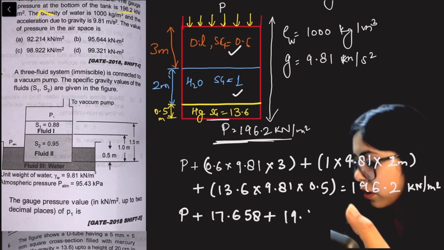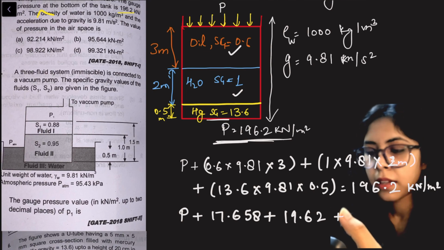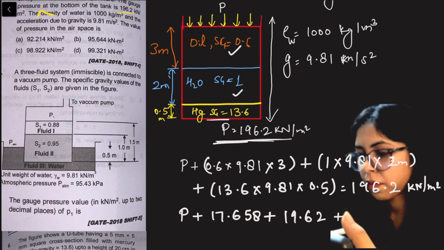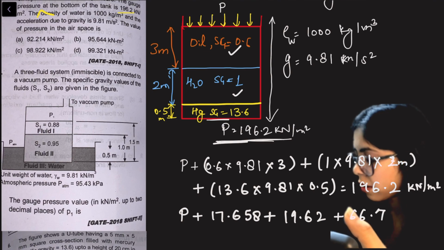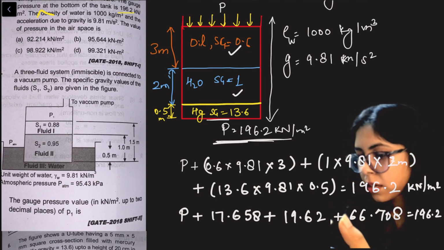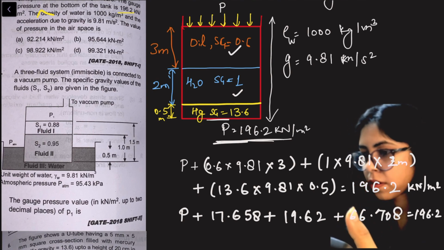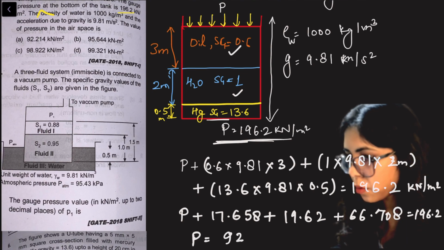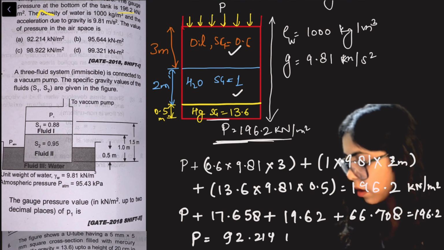So this is 19.62 plus 13.6 into 9.81 into 0.5, 66.708 is equal to 196.2 plus 19.62 plus 17.658 minus 192.2. So we are getting the value of P as 92.214 kilonewton per meter square. So only the pressure of air is this much.